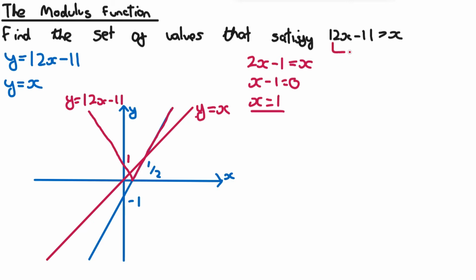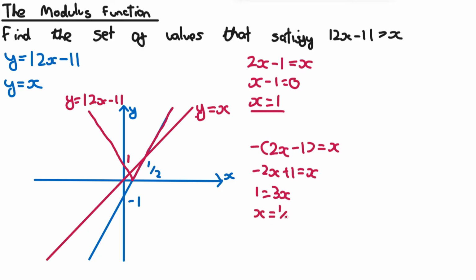And then the other solution is going to be when this expression is negative, so it's going to be minus 2x minus 1 is equal to x. Expand the brackets, do minus 2x plus 1 is equal to x, move the minus 2x onto the other side to get that 1 is equal to 3x, and divide both sides by 3 to get that x is equal to 1 over 3. And that's the other solution, and this is going to be this one here. So this solution here is going to be 1, and this solution here is going to be 1 over 3.